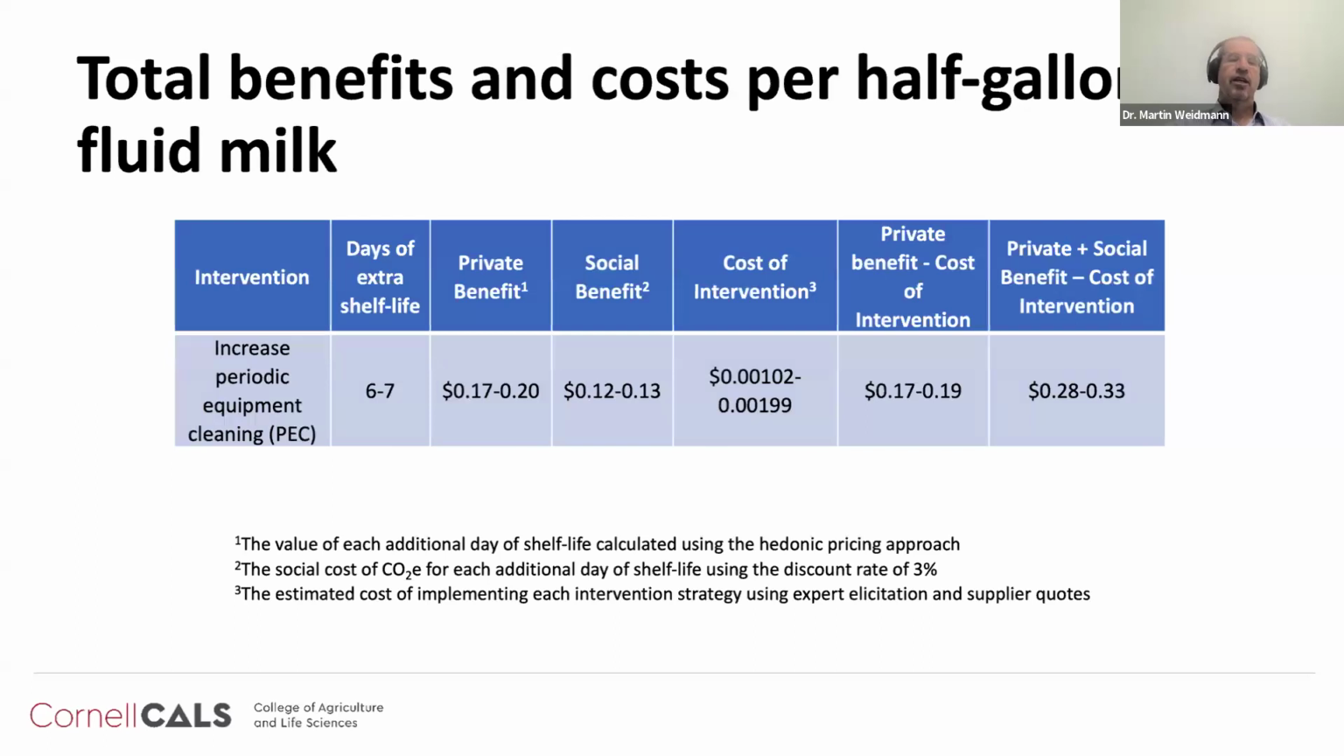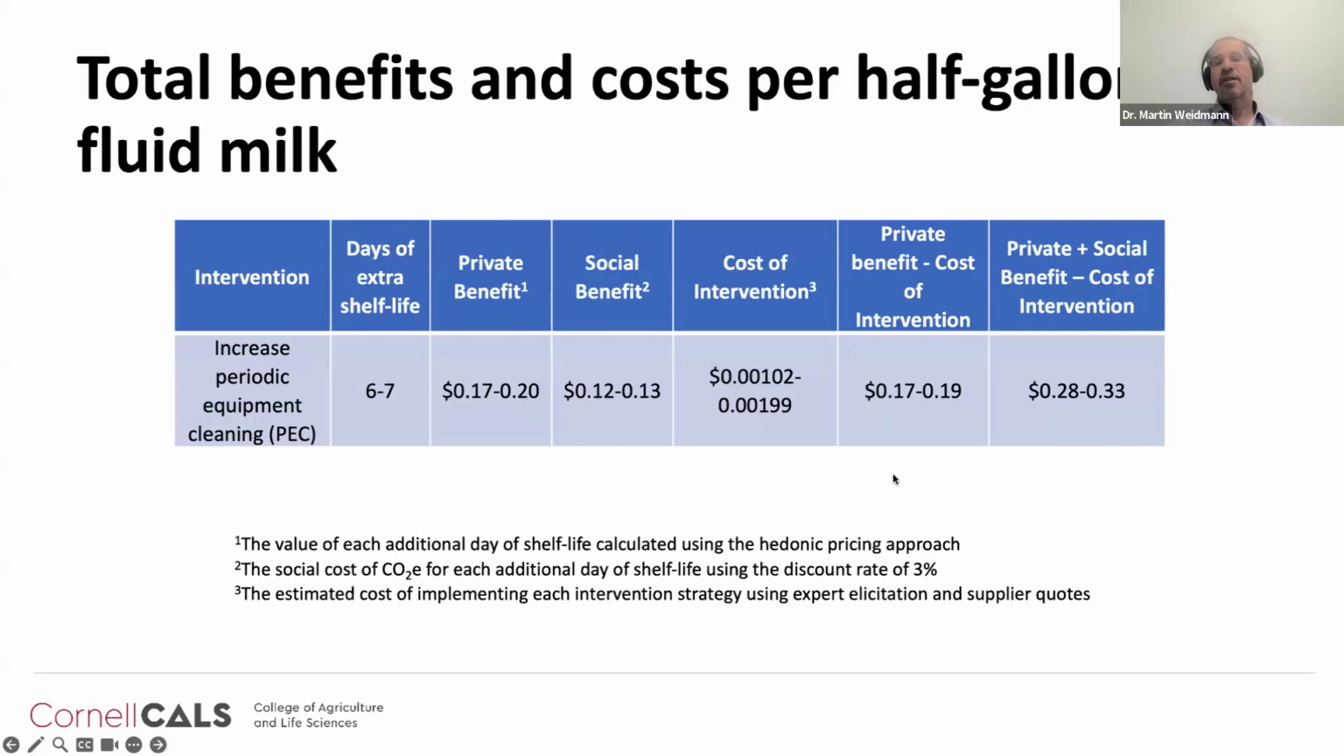So now what we can do is some arithmetic. We before estimated the cost of more cleaning, what we call increased periodic equipment cleaning. It provides 6 to 7 days of shelf life. We can estimate the benefit to the company. We can estimate the social benefit, and we do this by using carbon emission to calculate social benefits and the common costs applied to that. These might obviously change. We can subtract the cost of intervention, and then we can do benefit minus cost, so to essentially calculate a return on investment.